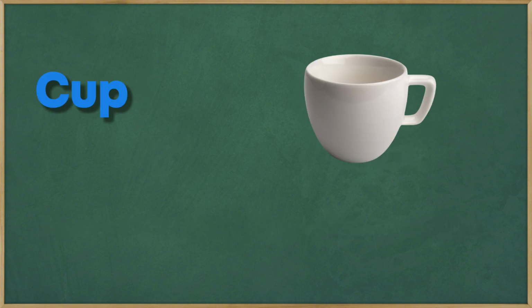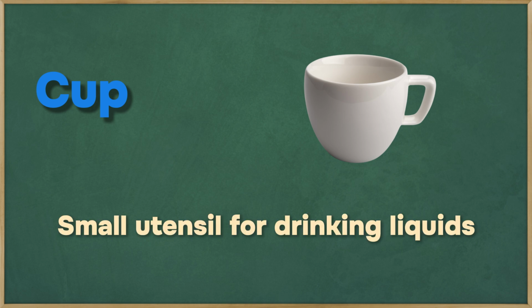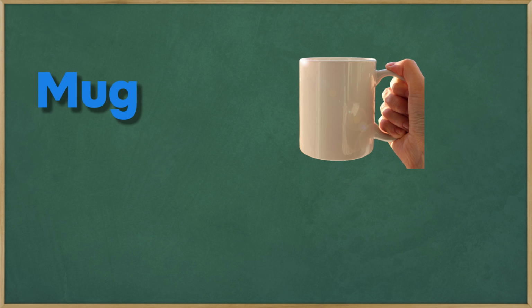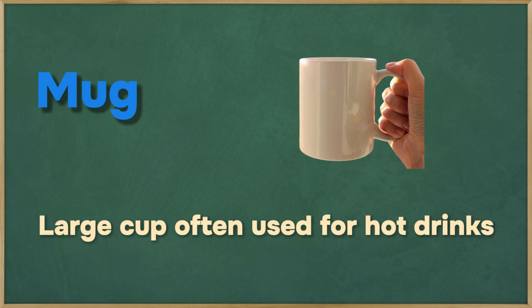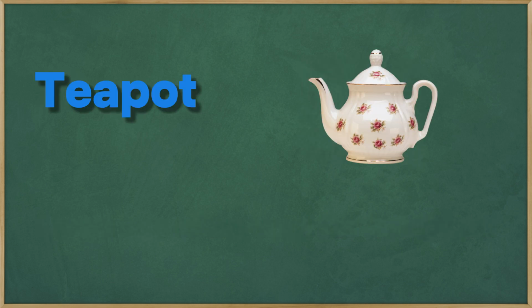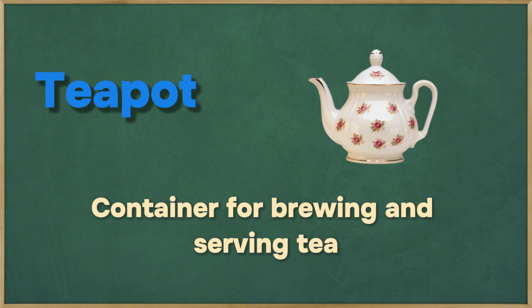Cup. Small utensil for drinking liquids. Mug. Large cup, often used for hot drinks. Teapot. Container for brewing and serving tea.